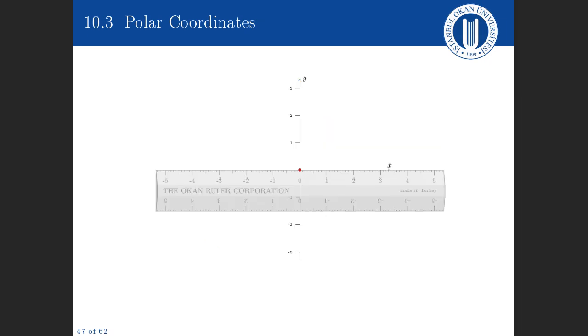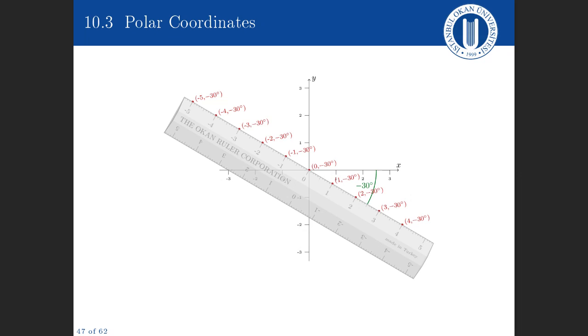Let's do another one. Put the ruler back to its original position on the x-axis. And then this time I want to rotate it clockwise. And again, I'm going to keep 0 at 0. I want to rotate clockwise by an angle of 30 degrees, or using our convention, I'm rotating by an angle of minus 30 degrees. Then again, we can look along the ruler and we can draw the points (1, -30 degrees), (2, -30 degrees), (3, -30 degrees), etc.